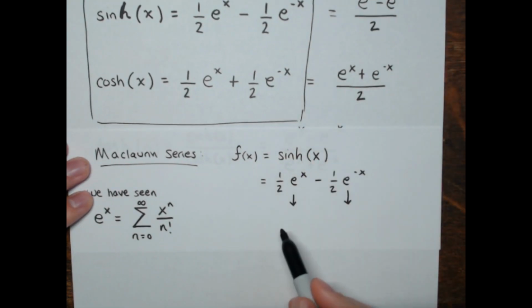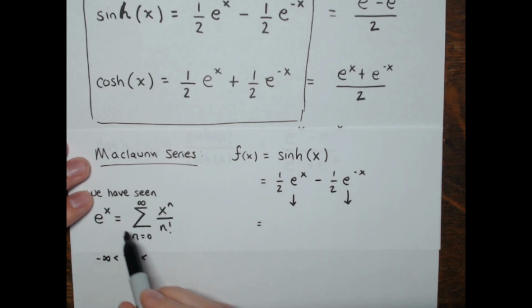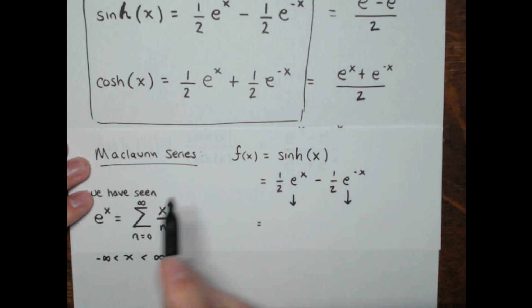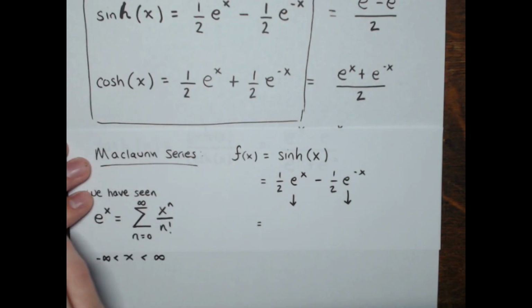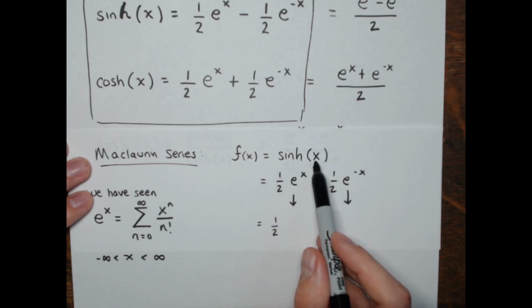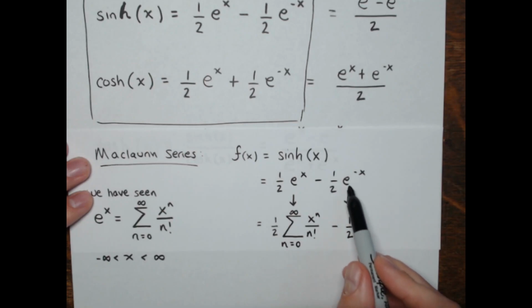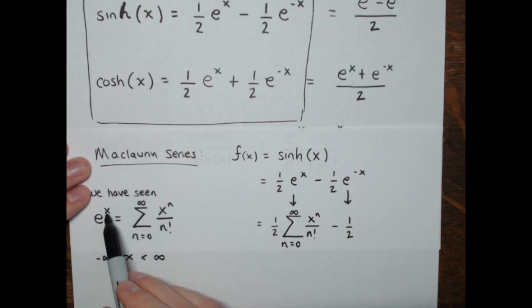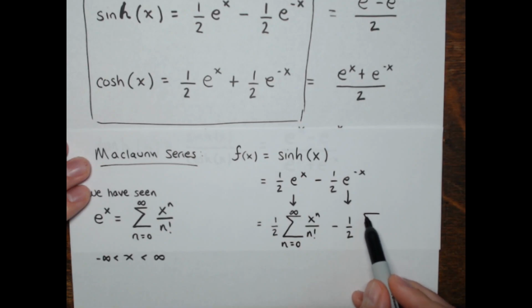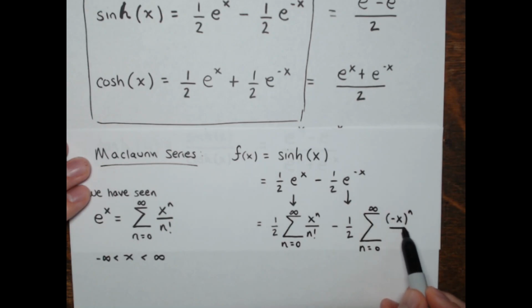Oh, and the interval of convergence was all real numbers, right? This series converged to e to the x for any value of x. So that's going to be the case for our hyperbolic sine and also hyperbolic cosine functions. So if I go through and use this fact, this hyperbolic sine of x would be half of this series, right? Half of e to the x. So the sum from n equals 0 to infinity of x to the nth over n factorial, then minus half, and then the series for e to the negative x is the same as for e to the x, but I'm replacing x with negative x. So we got the sum from n equals 0 to infinity of negative x to the nth over n factorial.